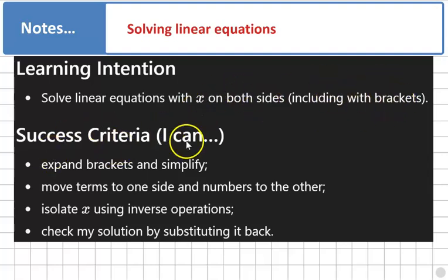Success criteria. I can expand brackets and simplify. I can move terms to one side and numbers to the other. I can isolate x using inverse operations. I can check my solution by substituting it back.